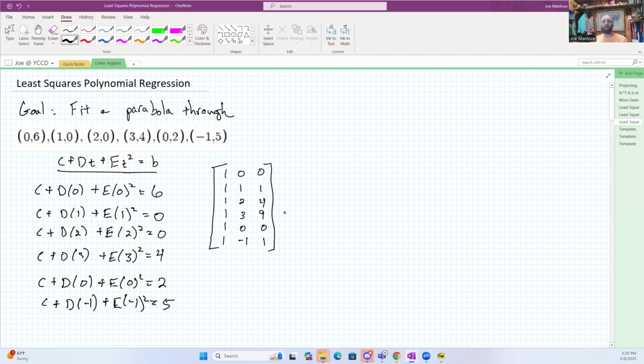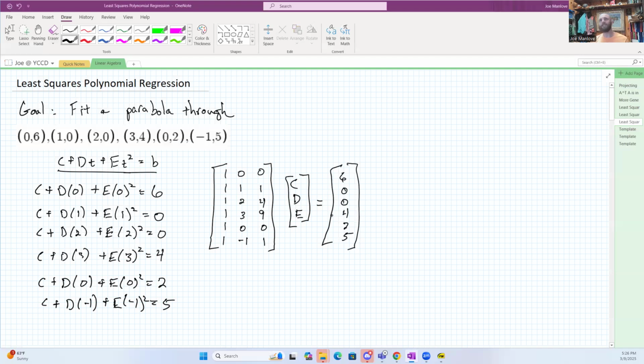And then this is supposed to be multiplied by some vector, the vector c, d, e. And then this is supposed to output the vector 6, 0, 0, 4, 2, 5.